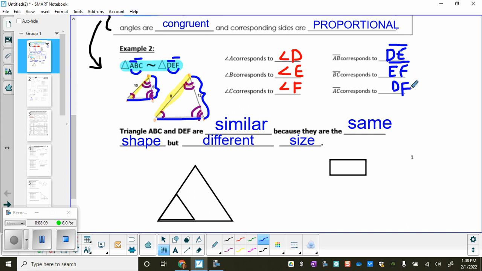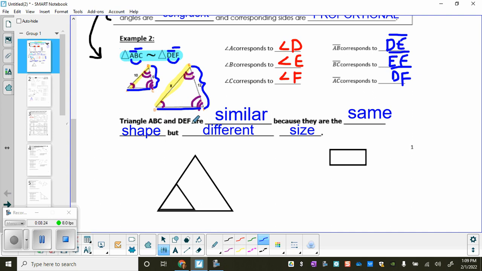So this thing over here is called a similarity statement. It's just a statement that tells you that it's similar. And therefore, as long as you know how to read it, you can see the sides and angles all matching up because they're in the same spots. So again, to summarize here, triangle ABC and DEF, they're called similar triangles because of course they have that same shape, but now they have a different size.